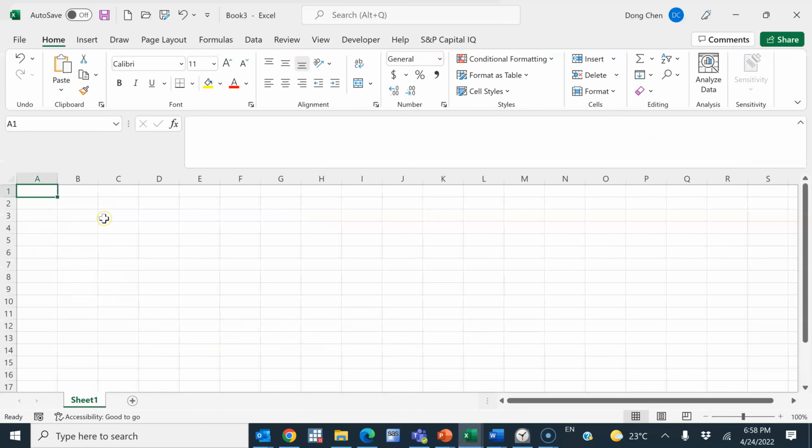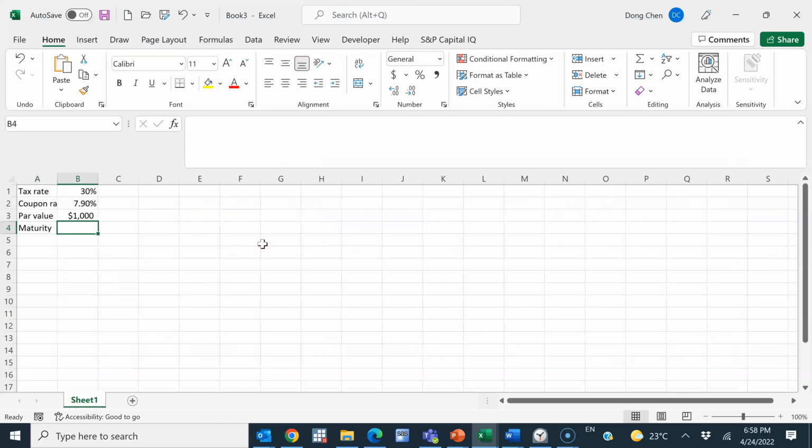Debt: 6,000, 7.9% coupon bond. So coupon rate is 7.9%. And par value is $1,000, right? Par is $1,000. And 25 years to maturity. So maturity is 25 years.